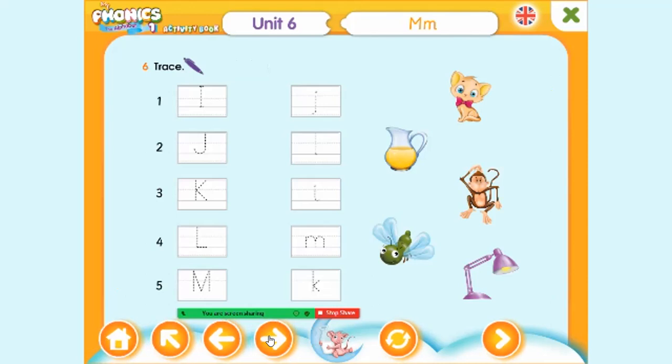All right, now here also pretty straightforward. You trace the letters. Which one do we trace here? Insect. J, J, J. Ka. La. L. Ma.